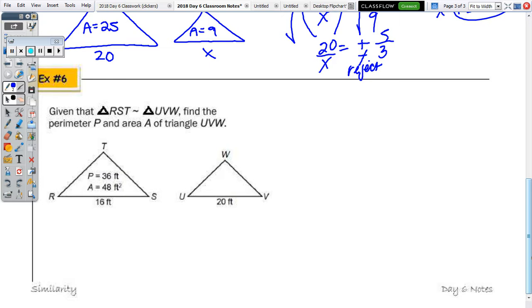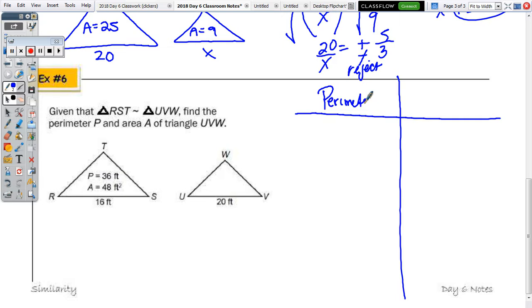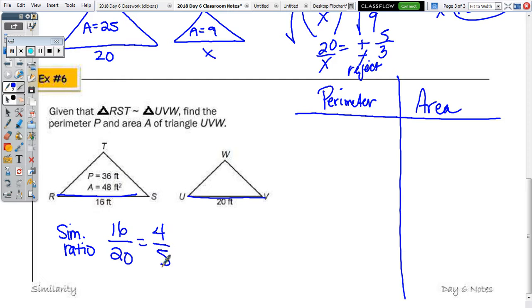So the last question, given the ratio of two corresponding sides of the two similar triangles, we have to find both the perimeter and the area. So I'm going to make a table or a T-chart. Our similarity ratio is 16 to 20. But I want to work with some smaller numbers. So what is 16 20ths, the greatest common factor of 4, 4/5? So I'm going to work with 4/5.